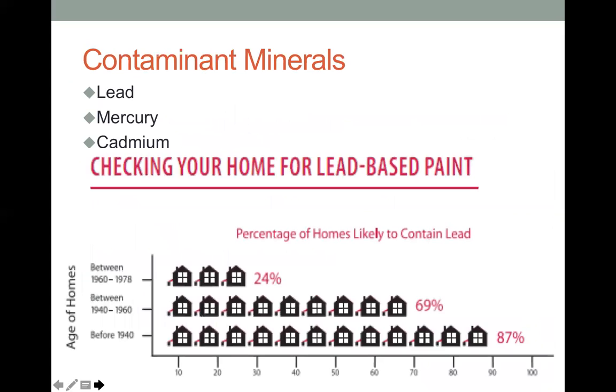Contaminant minerals. These are minerals you don't want more of. In fact, you don't want any of. And these are considered toxic. The majority of them are neurotoxic, meaning they harm our nervous system, our brain, and our spinal cord. They can be found in water. They can be found in foods. They can be found as contaminants. Many people have maybe heard of lead paint, mercury in fish. Cadmium often comes from industrial plants and can leak into the water or the soils there.